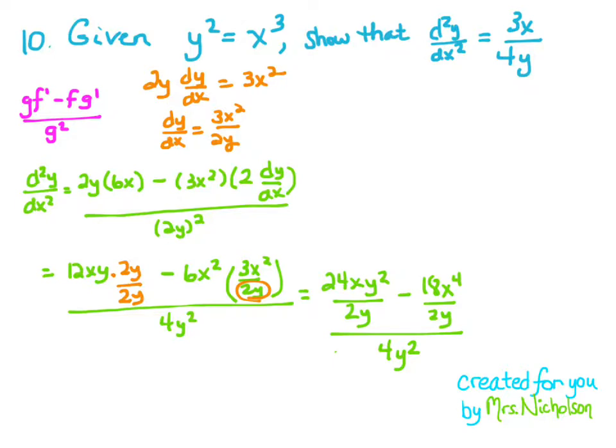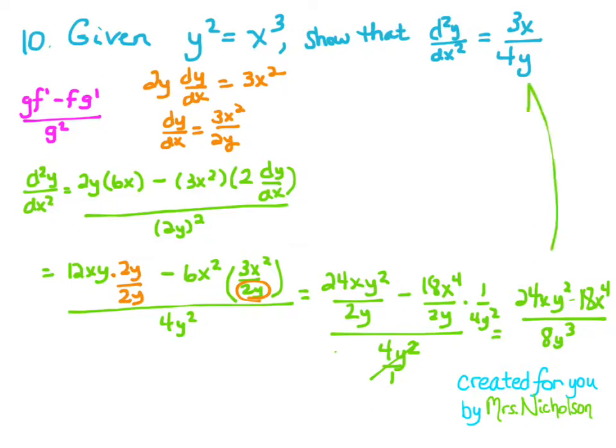So if I multiply by the reciprocal here, this is 4y squared over 1, so times 1 over 4y squared. Then in my denominator here, I've got 2y times 4y squared, which would be 8y cubed, and in the numerator, 24xy squared minus 18x to the fourth. We'll just barely squeeze that in there. So I've got my second derivative probably about as simplified as I can get it right now, but remember that I want to make it look like 3x over 4y. We want to make it look like this, and so I've got to do some substitution here.